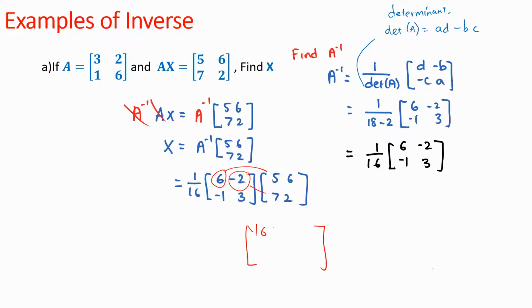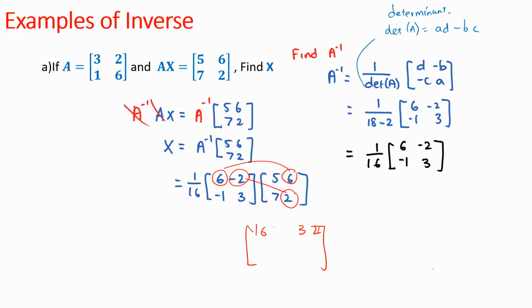To find out my next entry, row 1, column 2, I will now multiply 6 with the 6, which is 36. Negative 2 times the 2, that's negative 4. And so 36 take away 4 gives me the second entry as 32. Okay, and I do the same for the next one.